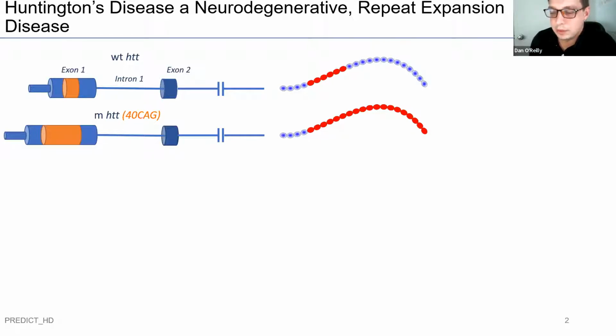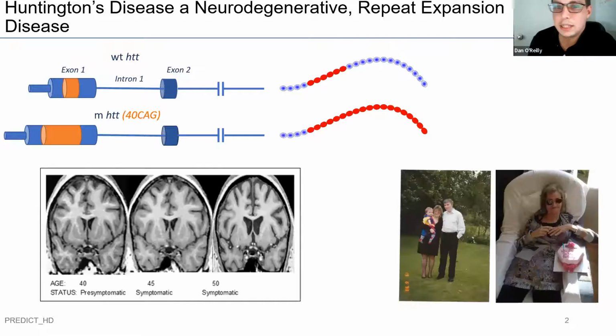What happens in the brain is that, from these patient MRI scans, you can see on the left that over time patients' ventricles get larger and larger, and essentially they are degrading. This leads to symptoms such as chorea, which is shaking, a lot of motor dysfunction, and cognitive dysfunction.